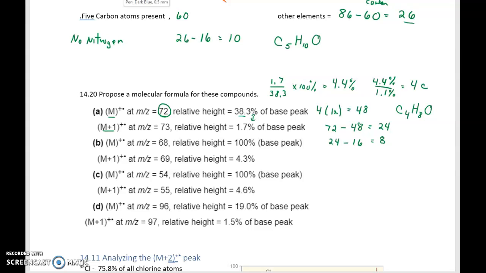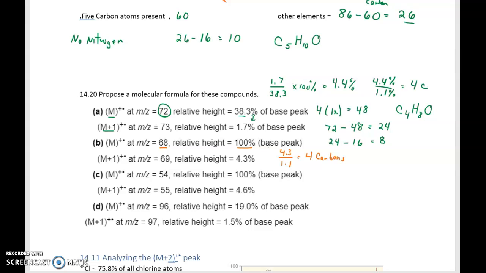Okay, so here on B, we have a molar mass of 68, and this is 100%. This is our base peak. So we don't have to do this first step where we determine how they relate to each other because it's right here in front of us. The M+1 peak is 4.3% of the molecular peak. Okay, so we can start with our 4.3 and divide it by the prevalence of carbon-13, and we'll get, again, 4 carbons.